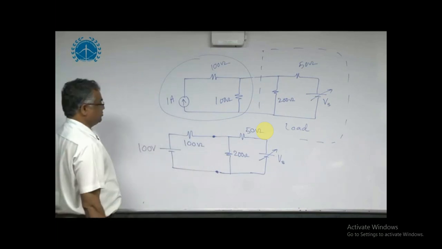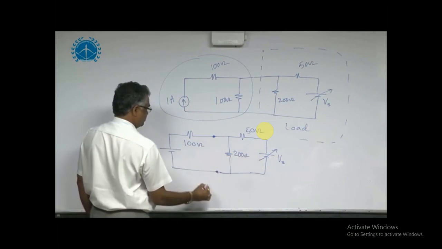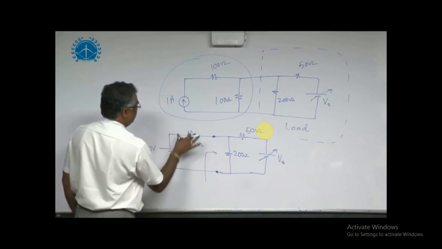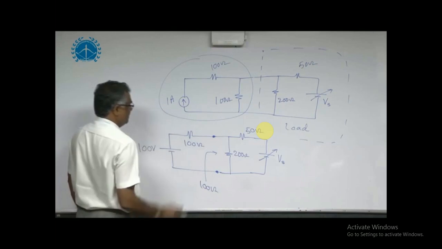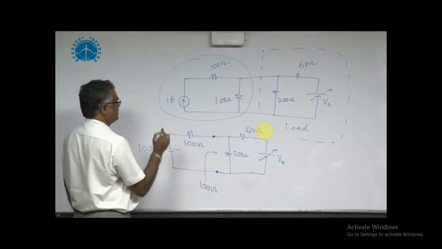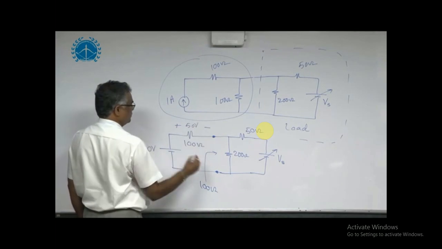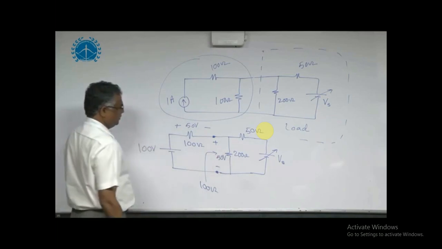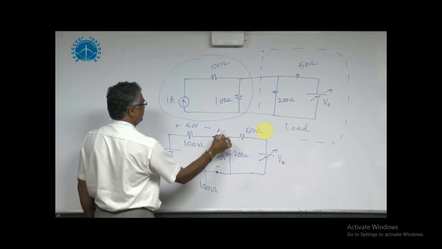As per the maximum power transfer theorem, maximum power is transferred to the load if the load resistance is equal to the source resistance. When the source is 100 ohm, the load resistance also should be 100 ohm. If this is 100 and this is 100, when 100 volts are applied, the voltage divides equally. This voltage is 50 volts, then this voltage is also 50 volts. If this voltage is 50, obviously the voltage at this node is also 50.